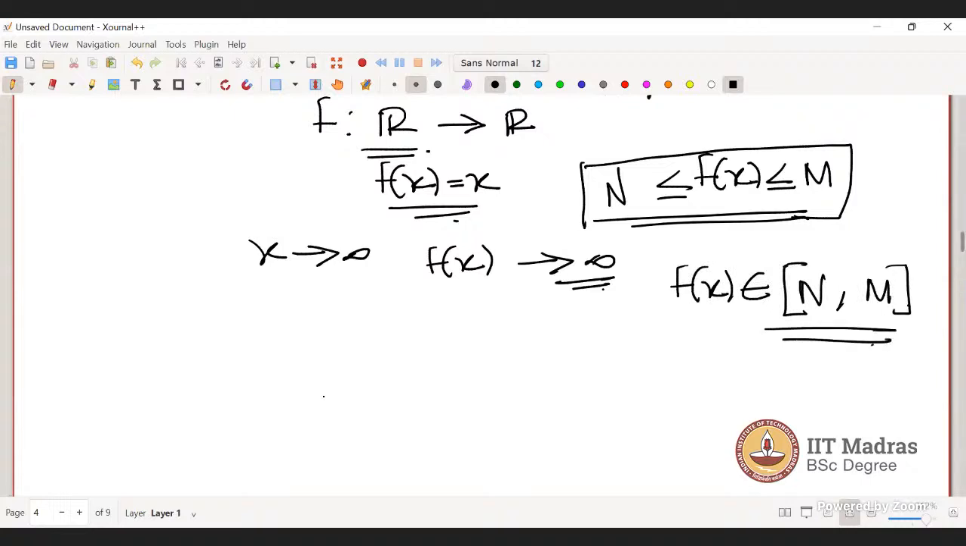It's in a fixed interval. It cannot go to infinity. Also, it cannot go to minus infinity. The value of the function is in between two finite numbers. So n is a finite number.